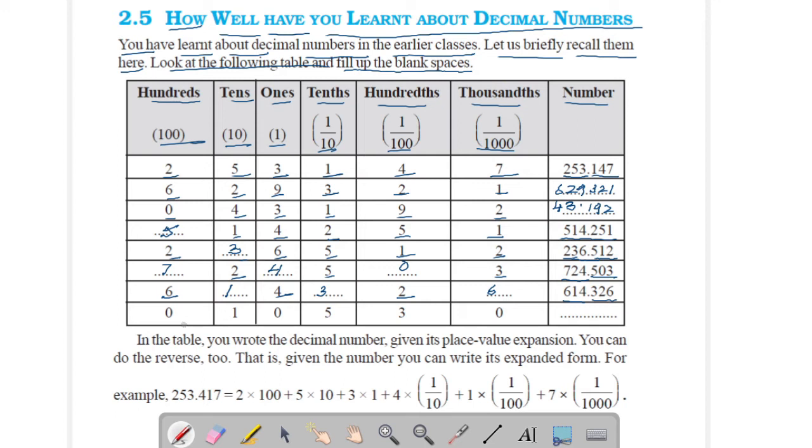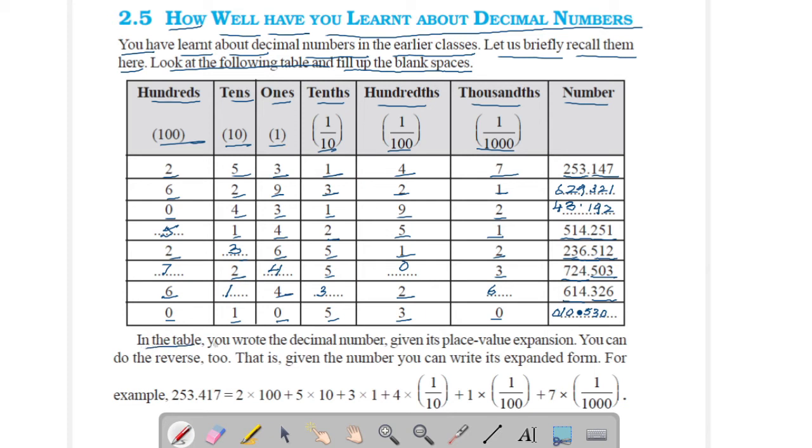Now come to next. It is 0, 1, 0, 5, 3, 0. Here you have to write the number. It will be 010.530. This is your answer.